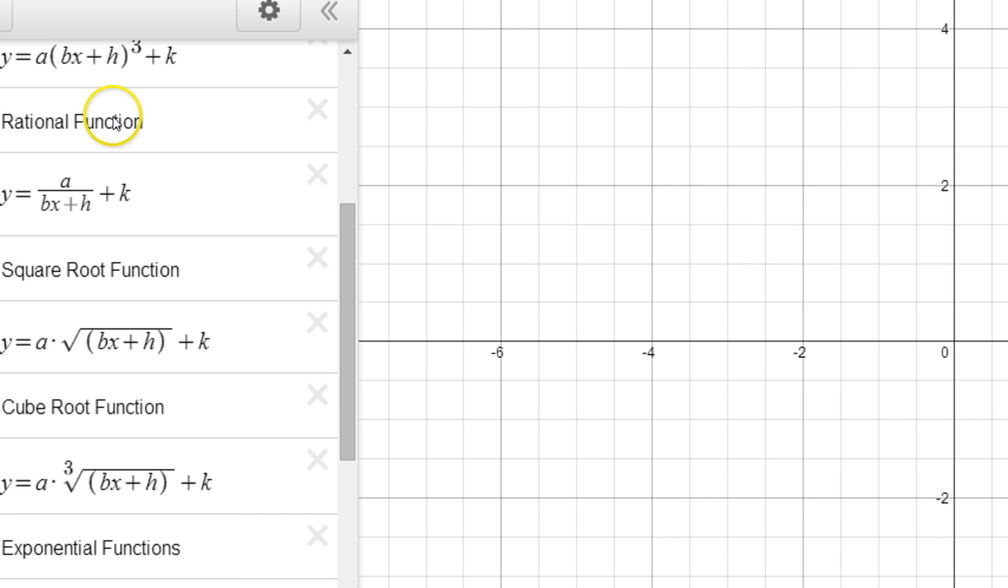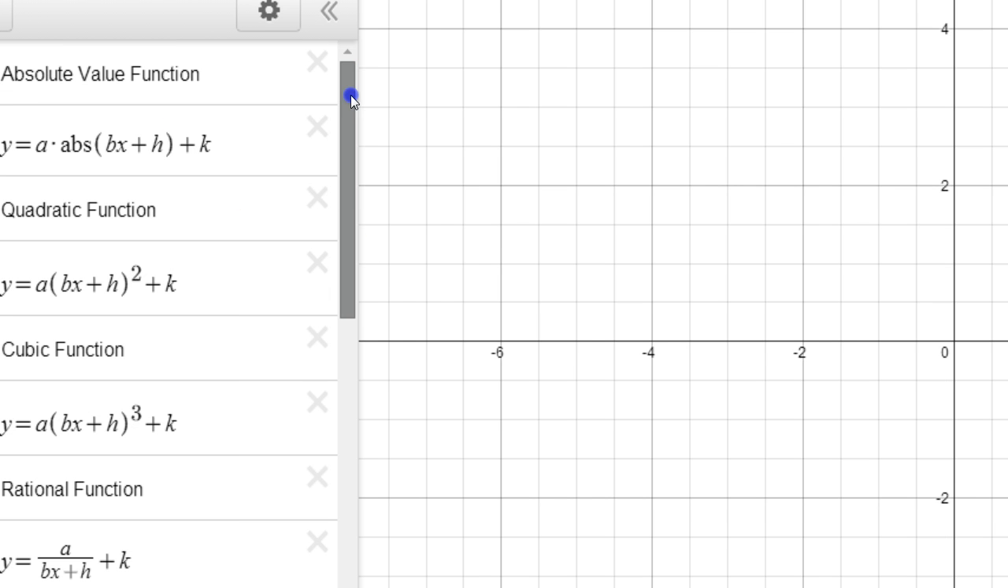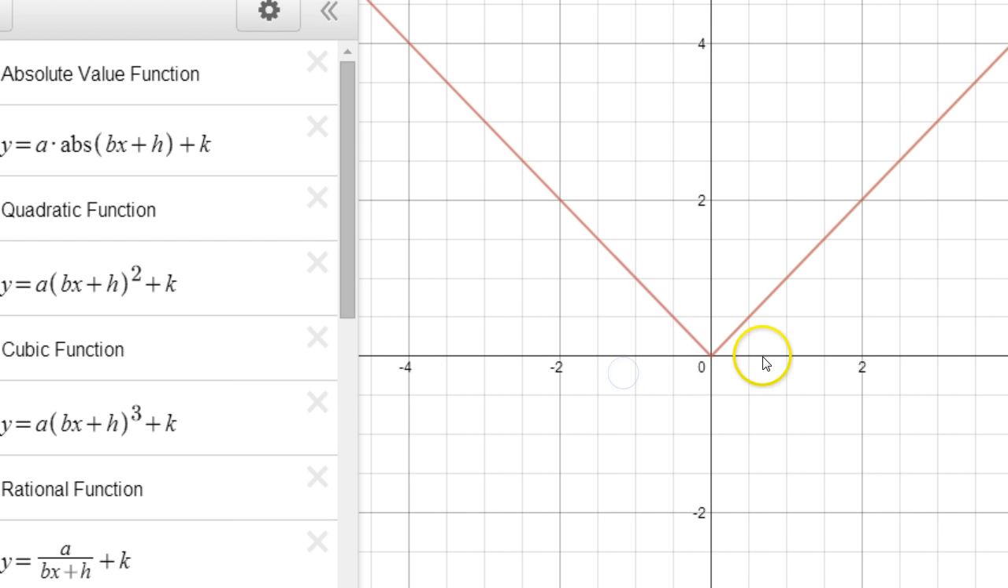And where is it? Okay, there it is. Alright, and this is families of functions. These are all the functions you'll see. So the first one is the absolute value function. The absolute value function is going to start at the origin, and it's going to have a slope of 1 and -1 going up in both directions.